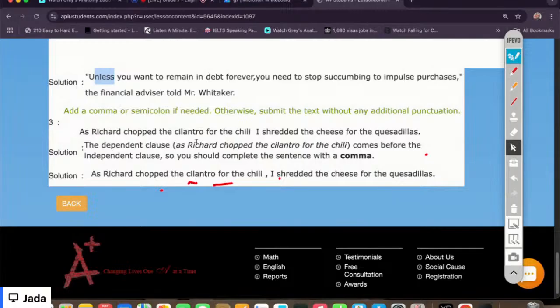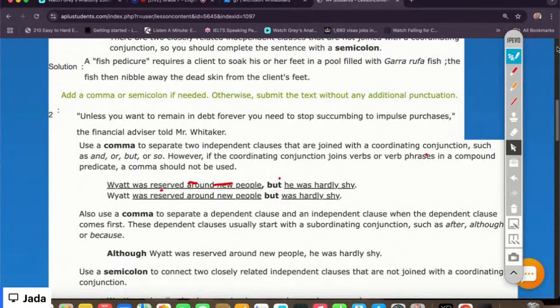As Richard chopped the cilantro for the chili, I shredded the cheese for the quesadillas. All right, so you can see that as here is a subordinating conjunction, so it shows the beginning of a dependent clause. So you have to put a comma in between. Okay, move on to the test.